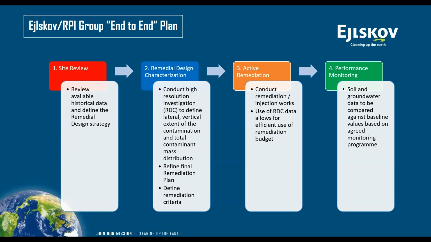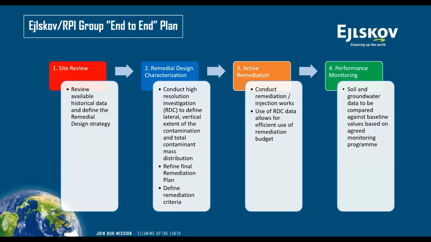So we normally take all the data available, that can be soil, groundwater, some direct sensing data, throw them in our 3D model software, which I'll show later, and try to set up the remedial design characterization plan. What that means is that we look at the data gaps present in the CSM and how those data gaps affect the outcome of our remediation planning.